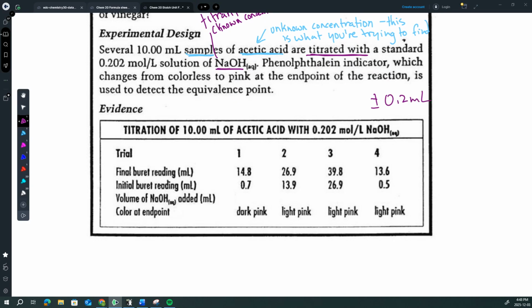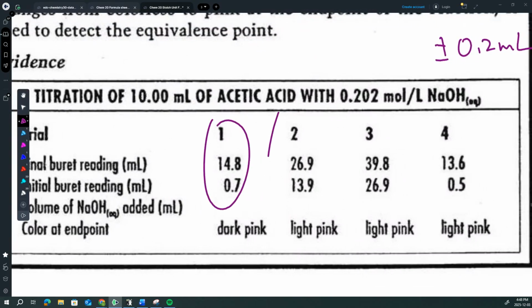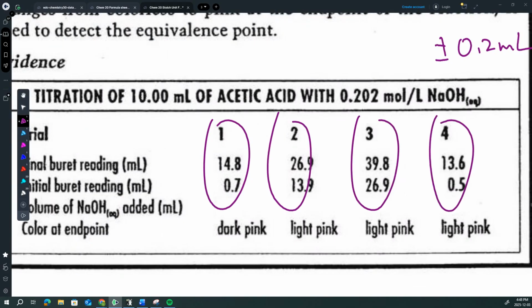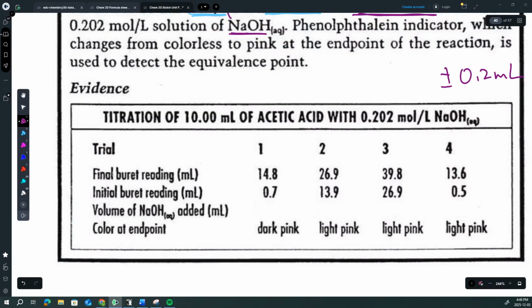Okay, so right now what we need to do is we need to go through all of these trials, and we need to figure out how much volume of titrant we used. Okay, so they've given us the final reading as well as the initial reading, and how you figure out how much titrant is used is you just subtract initial from your final. Okay, so you're just subtracting here.